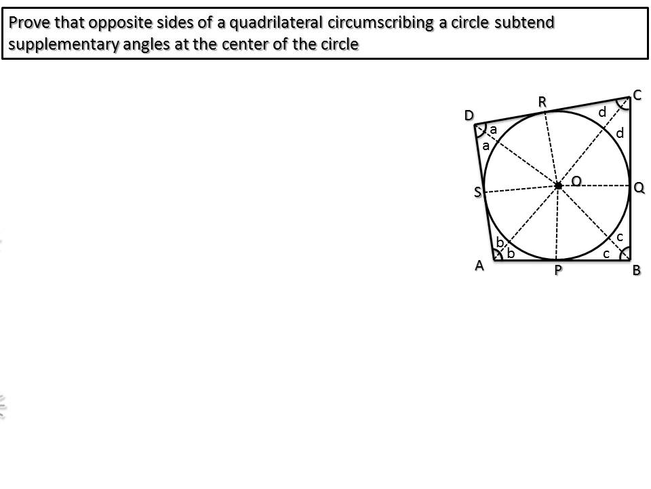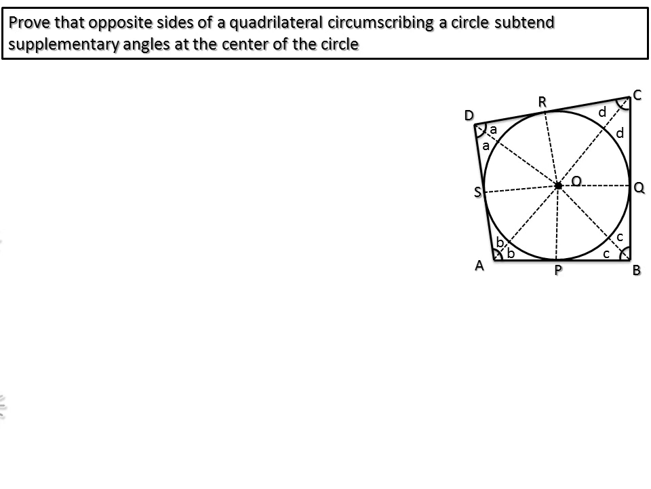It is a quadrilateral circumscribing a circle. Means draw a quadrilateral with a circle inside it touching all its sides. Now what you have to prove? You have to prove opposite sides subtend supplementary angle, that is 180 degree.